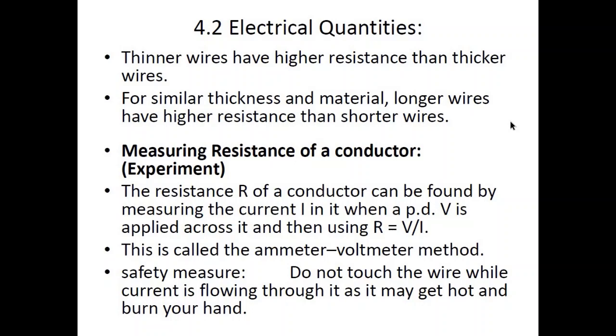Measuring the resistance of a conductor. This is an experiment that might come in your paper 2 or paper 4. The resistance R of a conductor can be found by measuring the current in it when a potential difference is applied across it, and then using the formula R equals V upon I to calculate the resistance. This is called the ammeter voltmeter method, and if you are doing this experiment, then for P4 remember a safety measure. You may be asked to write it down. Do not touch the wire while the current is flowing through it, as it might become hot and it may burn your hand.